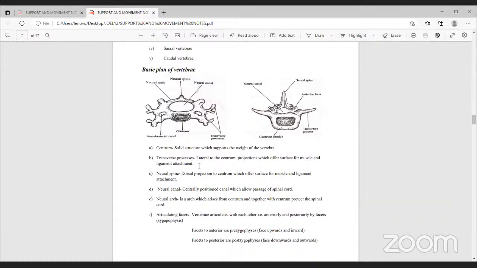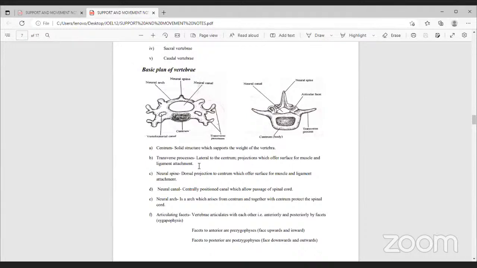Whenever you are told to give the function of the centrum, of course, you are going to be given a diagram without the naming. For example, you are told to name the part labeled X. Maybe X is a centrum. Then you give its function. You have to state it like an adaptation point: it is solid to support the weight of the vertebra. So that is number one.